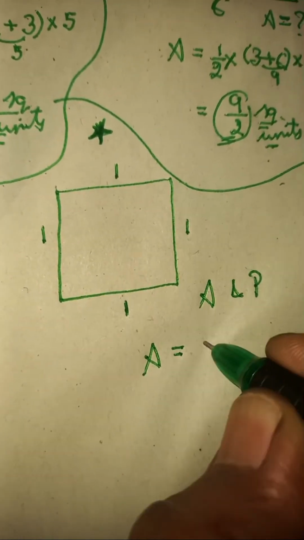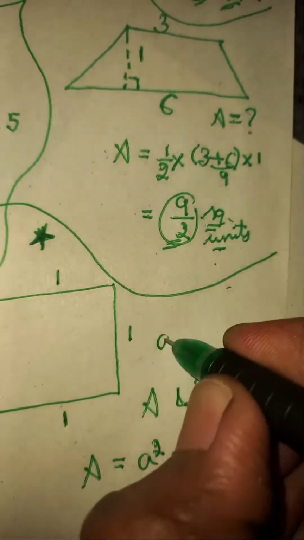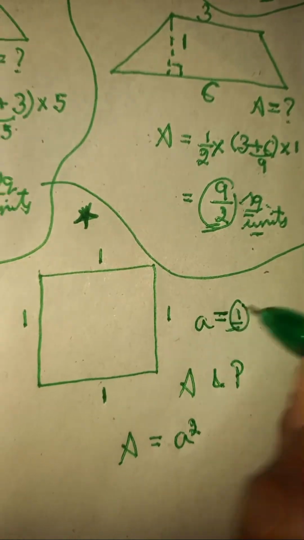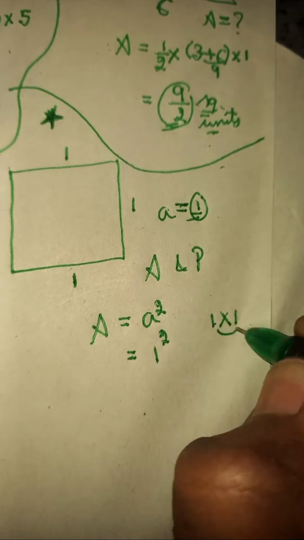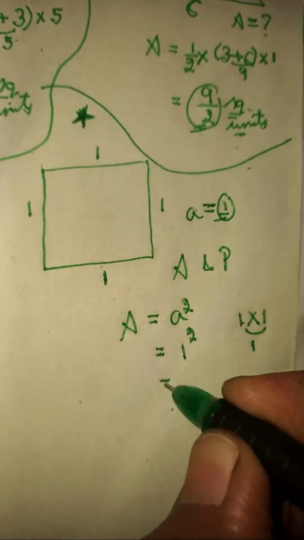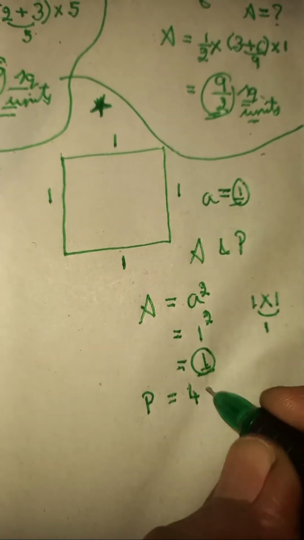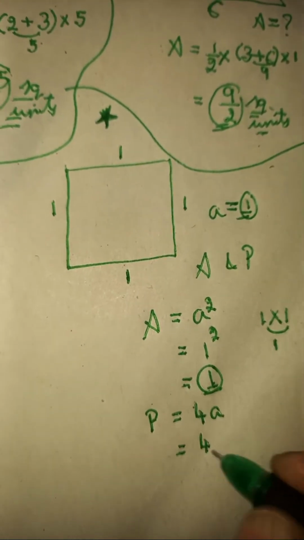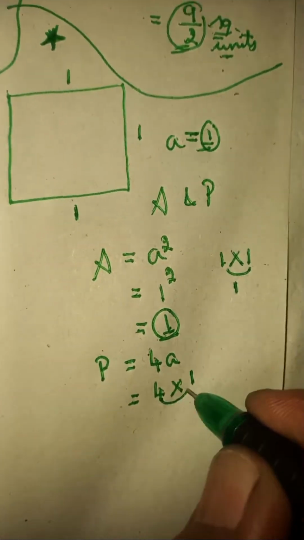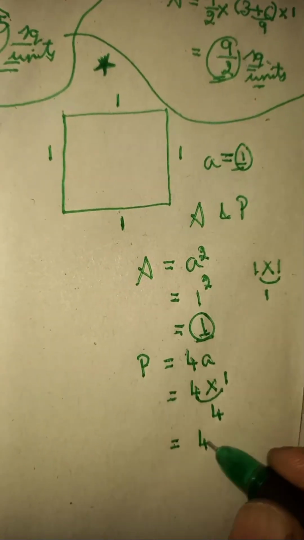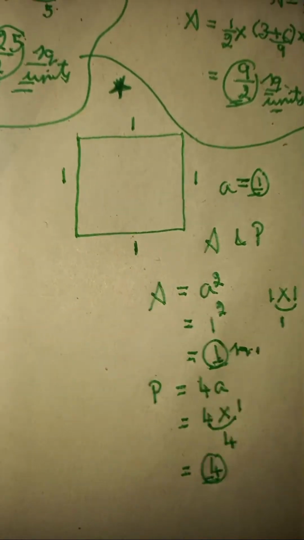Area of a square is side length squared. Here side length is 1 unit, that is a equal to 1. It is going to be equal to 1 squared. 1 times 1 means it is equal to 1, and perimeter is 4a. That means it is 4 times the side length, which is 1 unit. 4 times 1 becomes 4 units. Here it is square units and here it is just units.